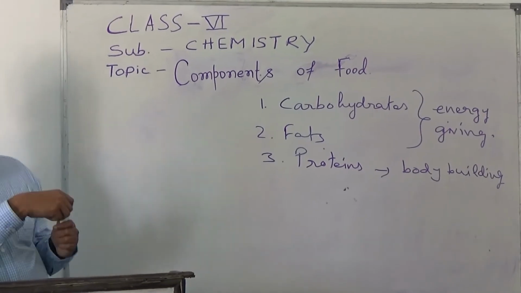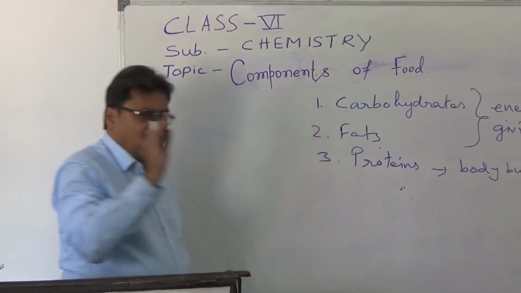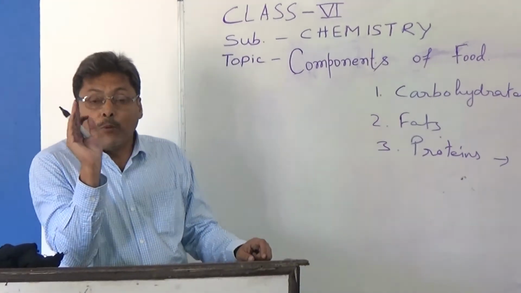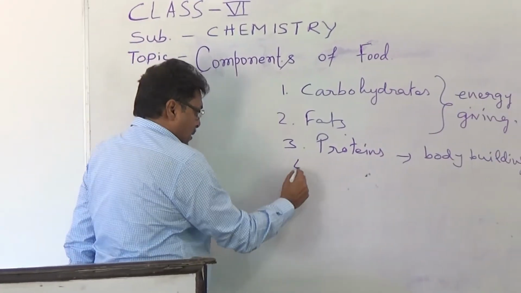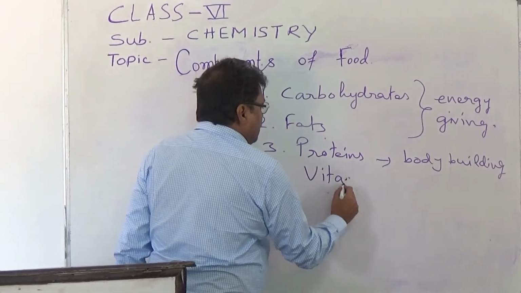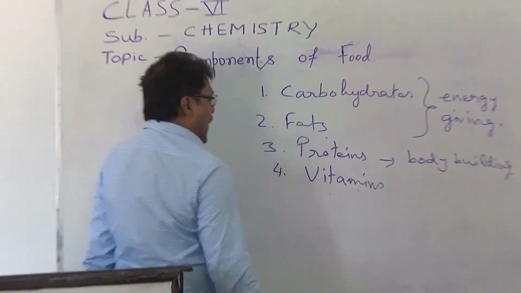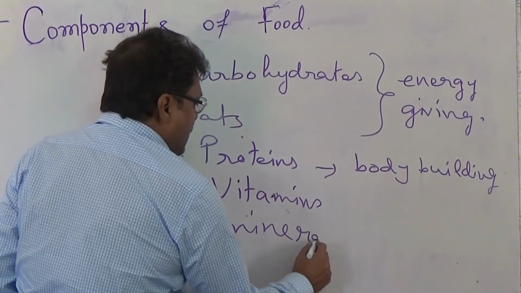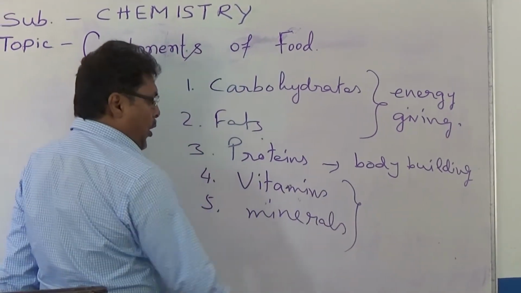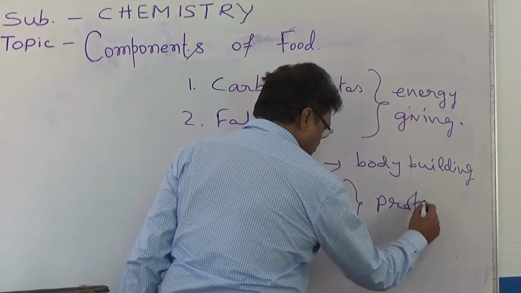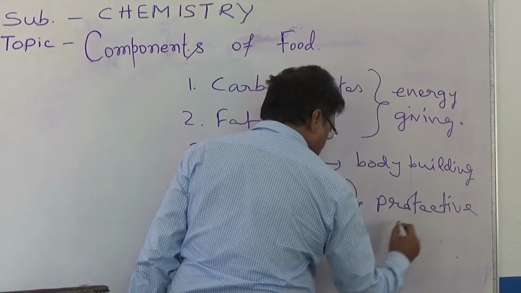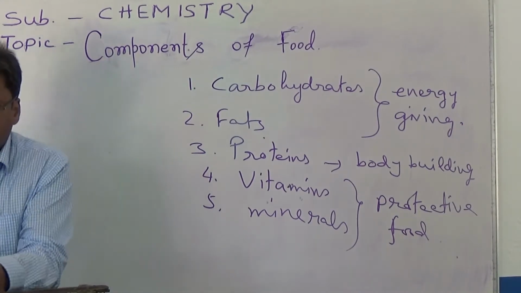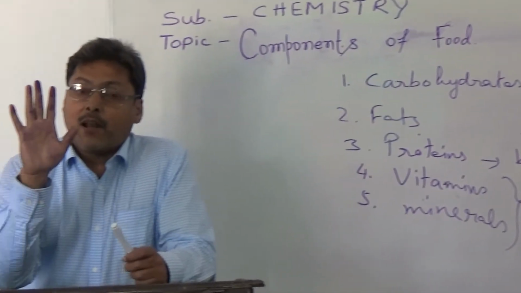But we also need something extra. Very little part. We don't take it as much as the carbohydrates and the fats and the proteins. But we need a little bit of it. Vitamins. And we also need minerals. These we call protective food. Protective food. They protect us from the different diseases.